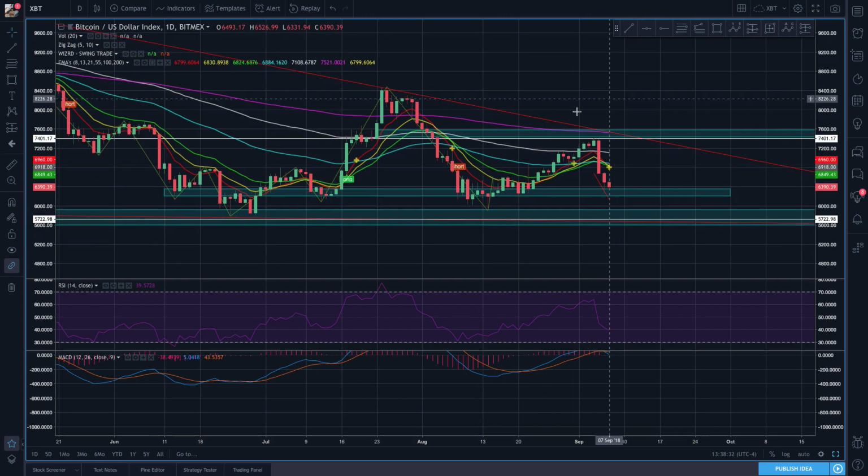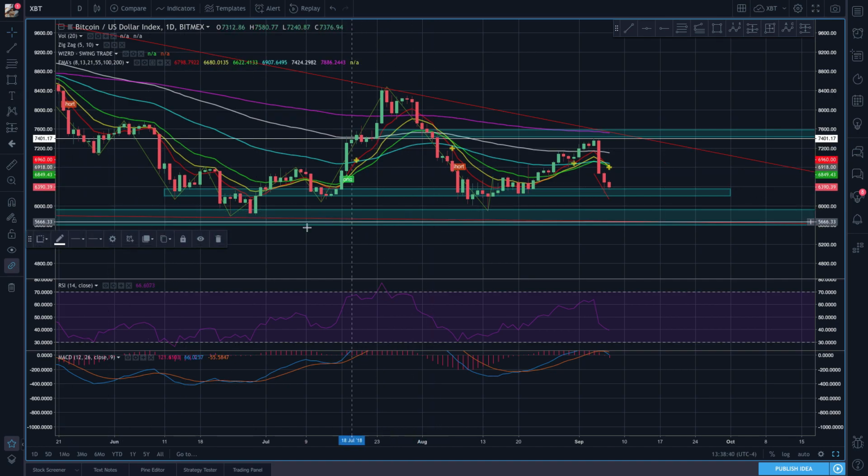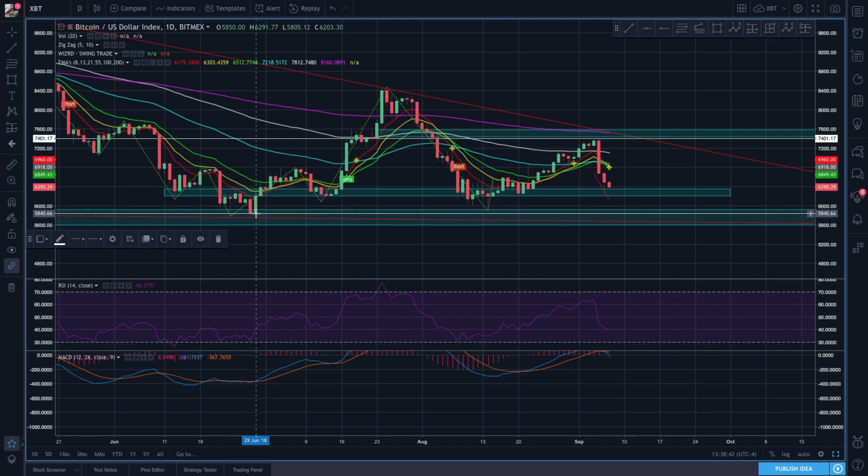It's not the most ideal support. The most ideal support is still down here, probably around this area, right? 5,800. That's the most ideal support to get into.